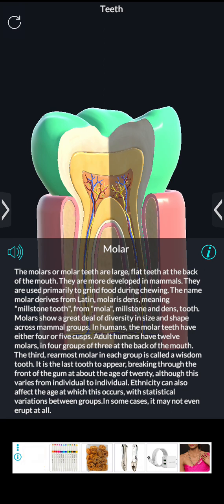It is the last tooth to appear, breaking through the front of the gum at about the age of 20, although this varies from individual to individual. Ethnicity can also affect the age at which this occurs, with statistical variations between groups. In some cases, it may not even erupt at all.